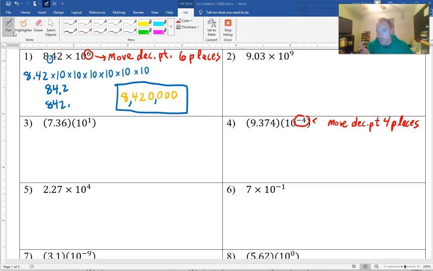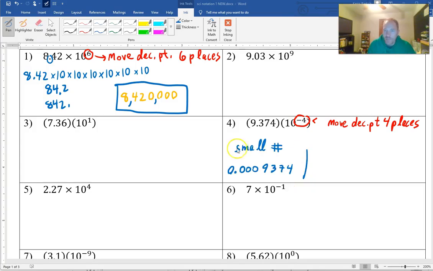Now, as far as the exponent, I'm just going to take a 4. I know it's a negative 4, but take a 4. The shortcut is I'm going to move the decimal point 4 places. But again, the question is, which way do you go? Do you move it to the left or do you move it to the right? And I'll put out both options here.